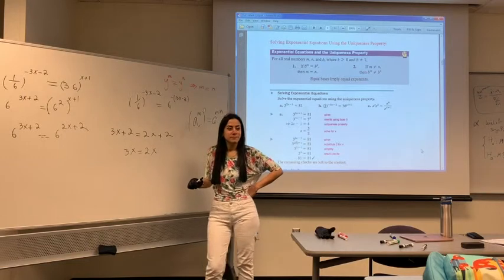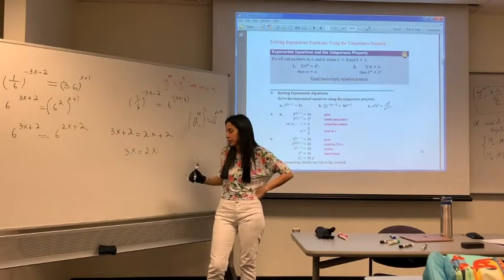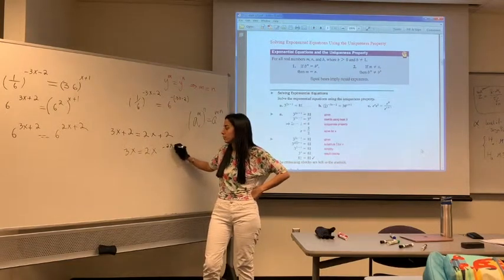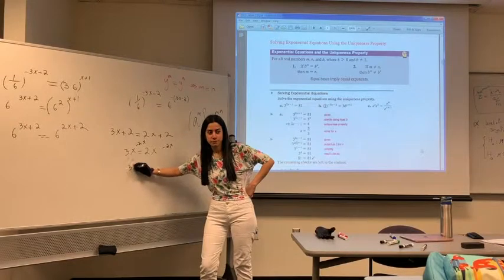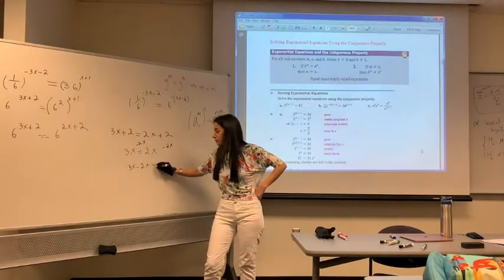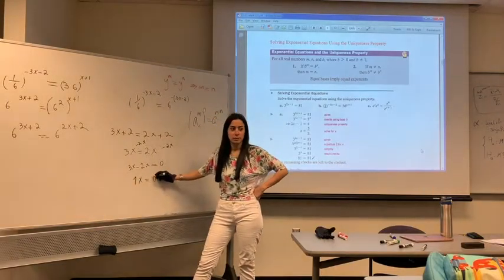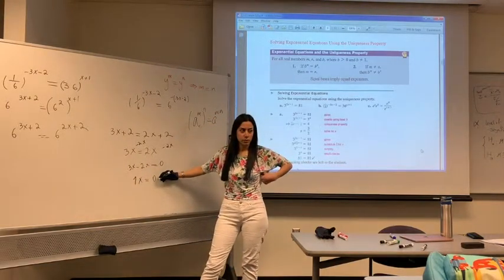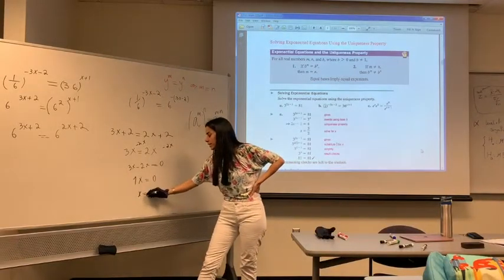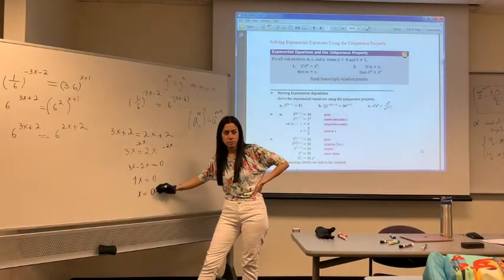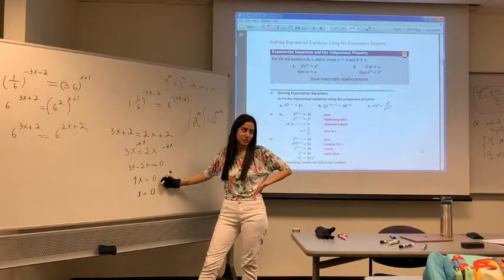Subtract x from both sides. Subtract just x from both sides or 2x? Subtract 2x? Okay, 2x. Let's do this. Subtract 2x from both sides, and then you get 3x minus 2x equals 0. And then what happens? 1x is equal to 0, right? Yeah, and then you divide by 1, and you will get x equal to 0. So x equals 0.